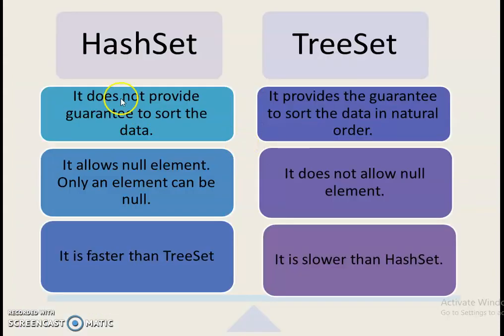There are some differences between HashSet and TreeSet. HashSet we have discussed in the previous video. It does not provide a guarantee to sort the data, but TreeSet provides the guarantee to sort the data in natural order, means in increasing order. HashSet allows a null element, but TreeSet does not allow a null element. HashSet is faster, but TreeSet is slower because after each insertion it sorts the data, right?